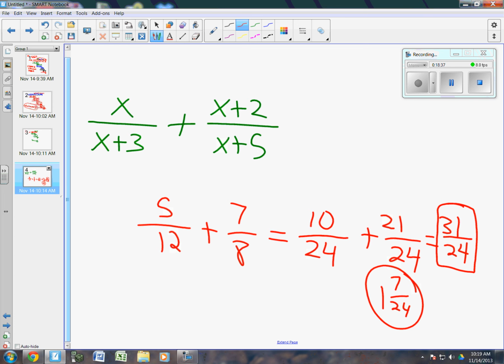Okay? Now, as your task right now, I would like to see if you guys could add these two rational expressions together in your groups. So talk about it, work together. I'm going to give you a couple minutes. Go.